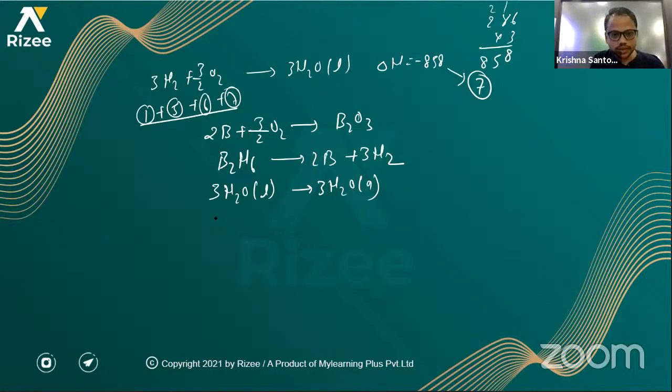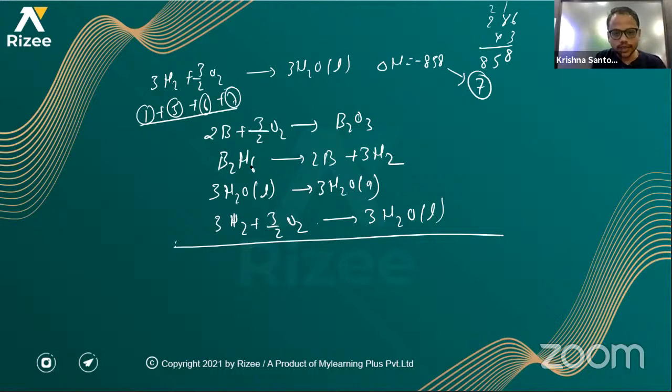And the seventh equation is 3H2 plus 3/2 O2 gives rise to 3H2O liquid. So adding all those equations, what will you get? First of all, see, 2B got cancelled. 3/2 O2 and 3/2 O2 will give 3O2. Next, 3H2O liquid and 3H2 get cancelled.